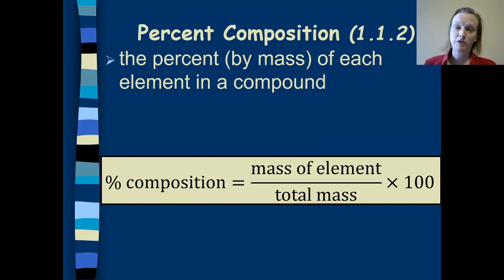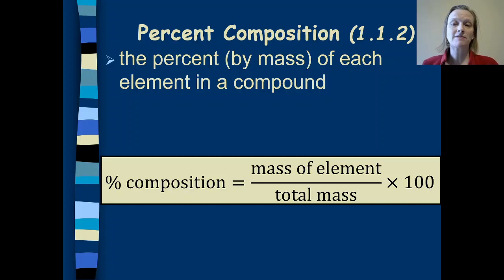Whenever you calculate a percent, it's always part divided by the whole times 100. We multiply by 100 because percent means out of 100. So all percentages always involve multiplying by 100. In this case, the part divided by the whole, the part is the mass of the element in the compound, and the whole is the total mass of the entire compound.